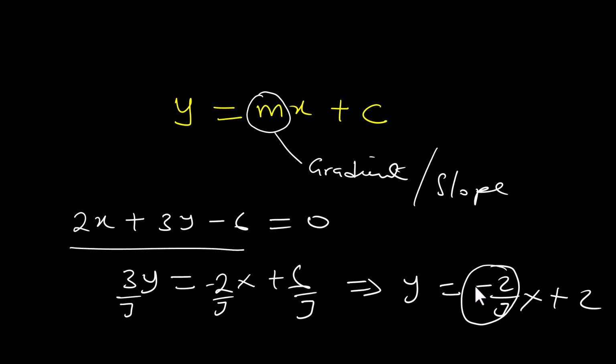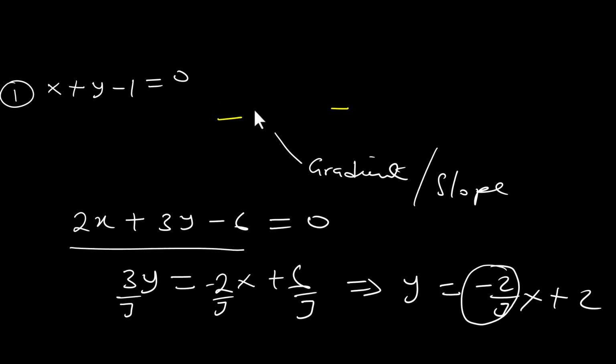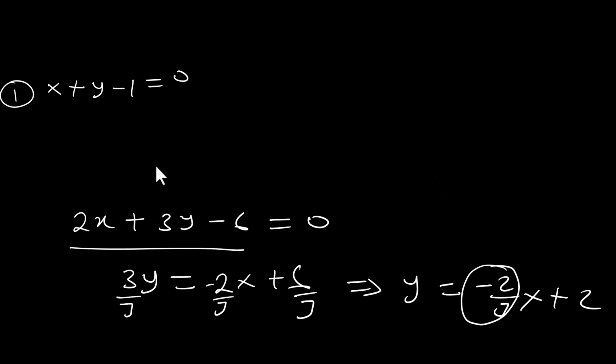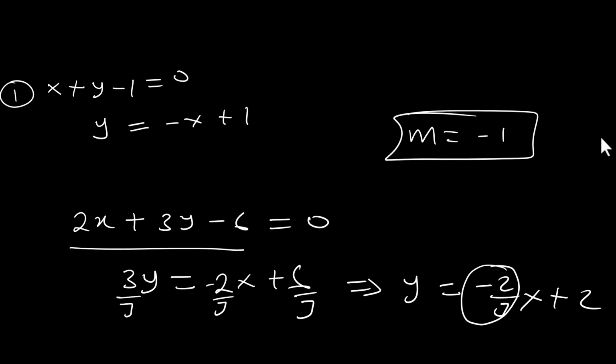Now let's give another example. Go ahead and try this: x plus y minus 1 equal to 0. Now go ahead and find the slope. So my y will be minus x plus 1. Guess what the coefficient here is. So my m, that is my slope, will be minus 1. This one is very simple.